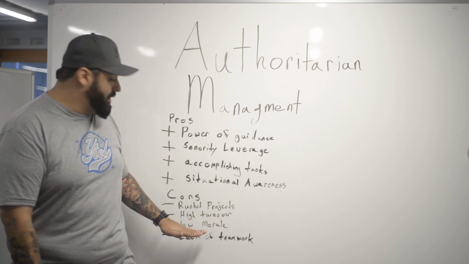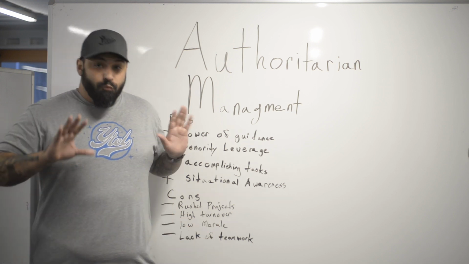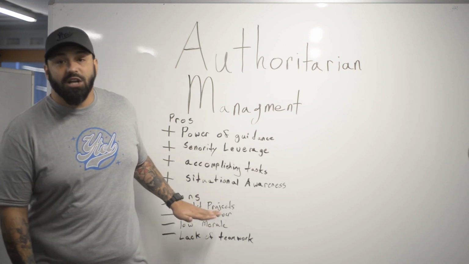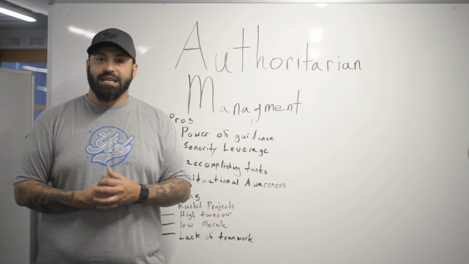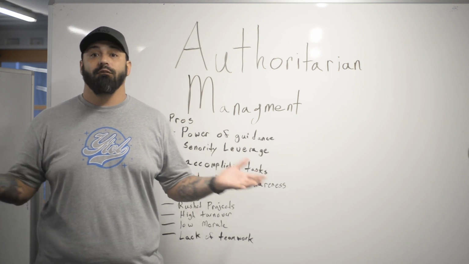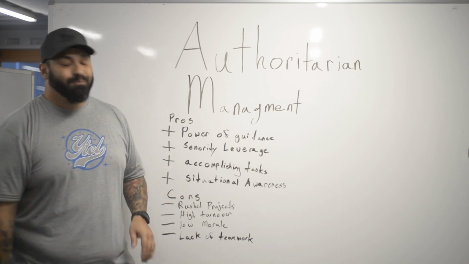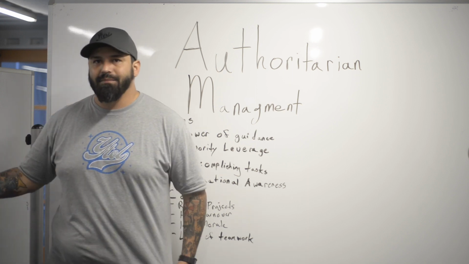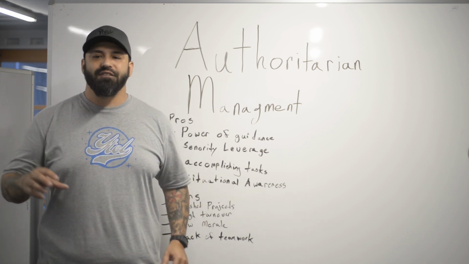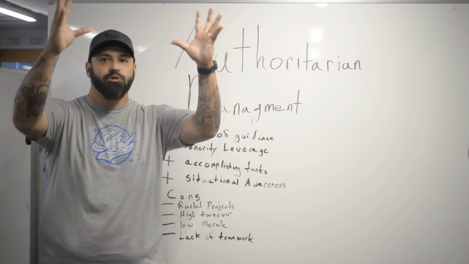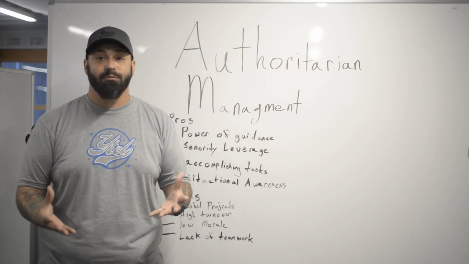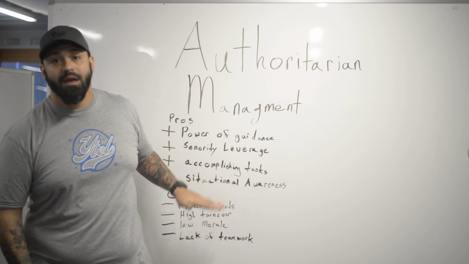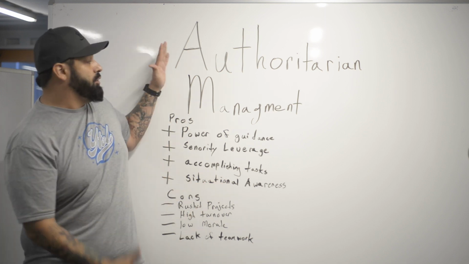Which leads to the next one, low morale. With the high turnover rate and the rushed projects, the team doesn't feel like they're together and you will create a situation of low morale. The last one is lack of teamwork. Because you're putting all your work onto your teammate, it doesn't feel like you're a team. It feels like they're getting a situation from the manager down and there is no teamwork, which creates all of that above. And that's the pros and cons of authoritarian management.